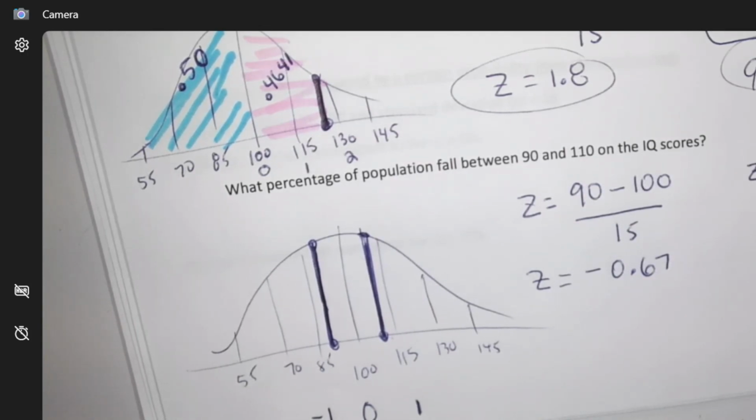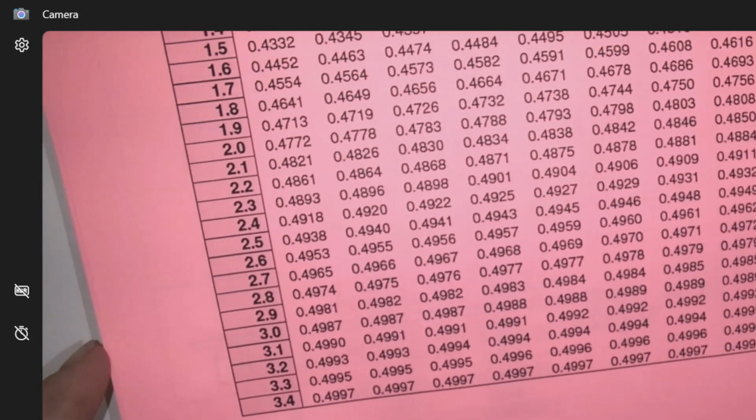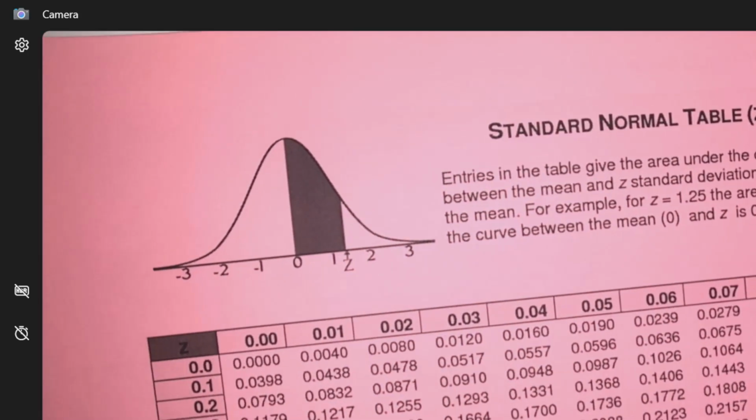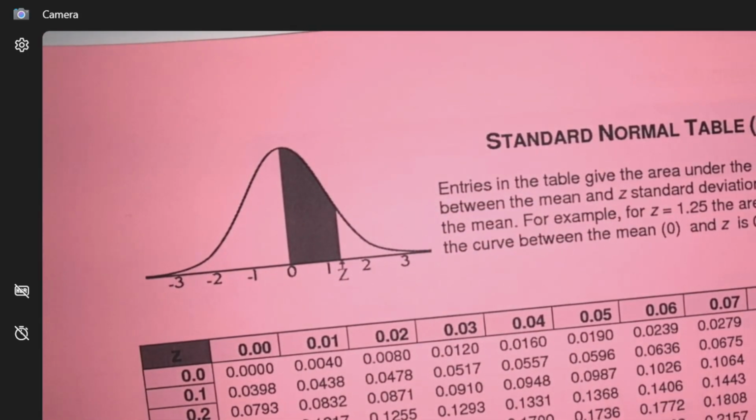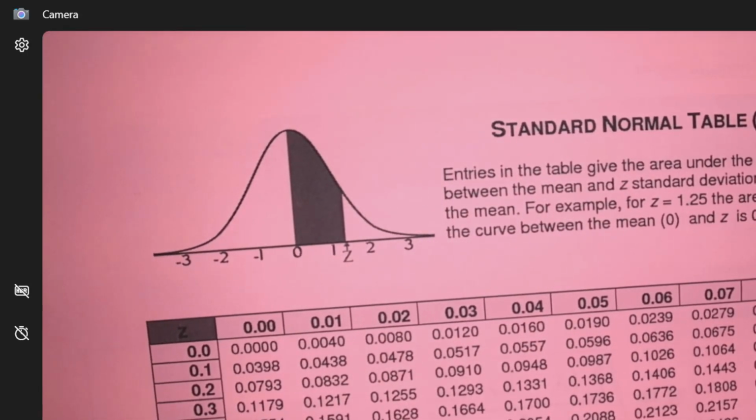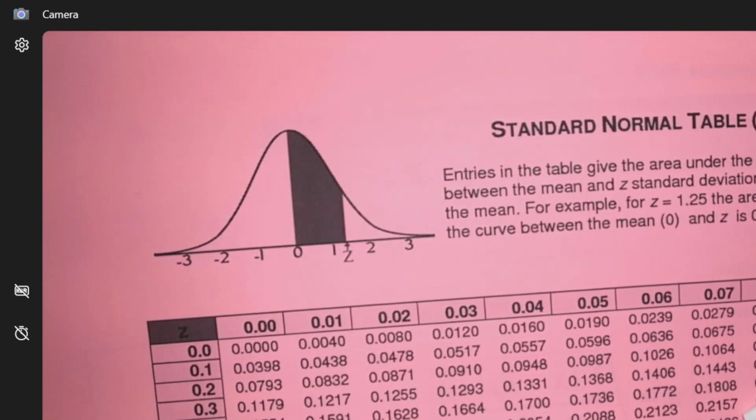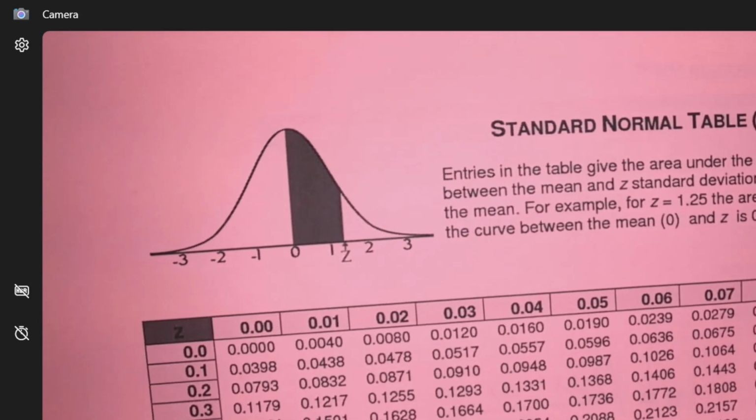Okay, ready. I'm going to grab my chart. I'm going to look for the Z score 0.67. So how do I read this? So I'm going to start along here at 0.6. So 0.6, and then I go over to 7. 0.67. There I am. 0.2486. Okay, 0.2486.